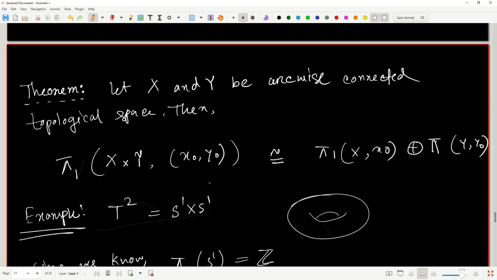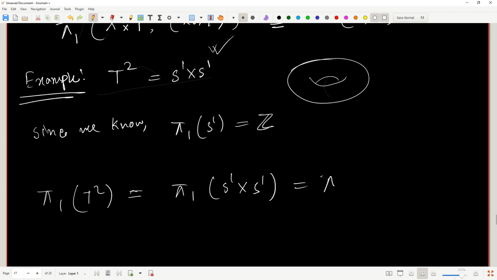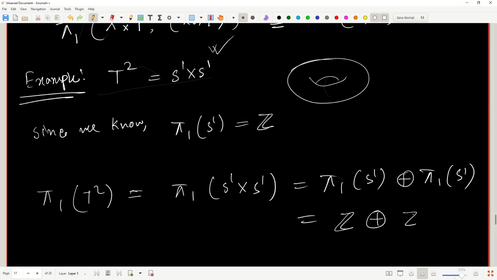then we can use this theorem to find the fundamental group of the torus as following. Again, I'm not writing the base points for now. And what does this mean again? This means 2 copies of Z. That's it. It's a very complicated surface, but we found the fundamental group just by using that theorem.